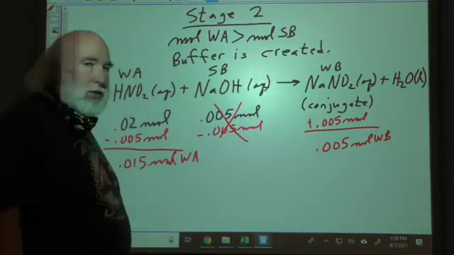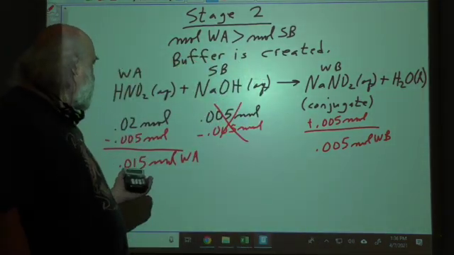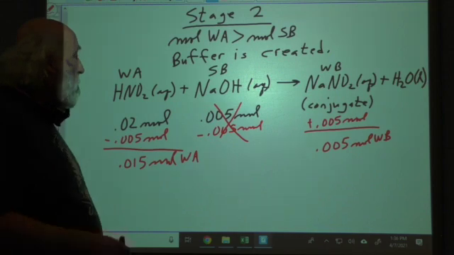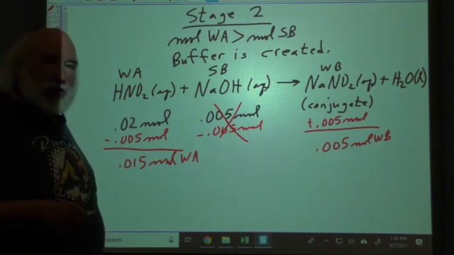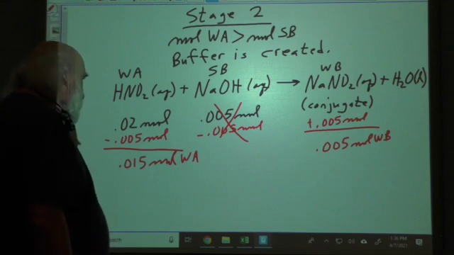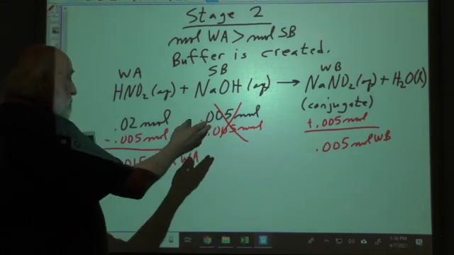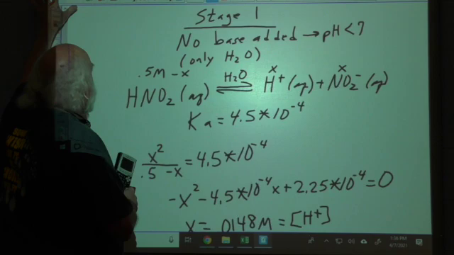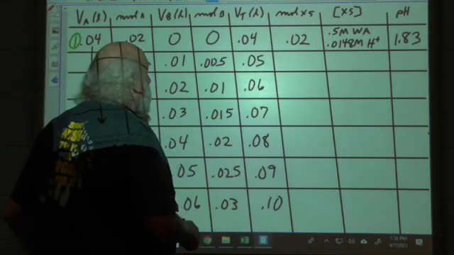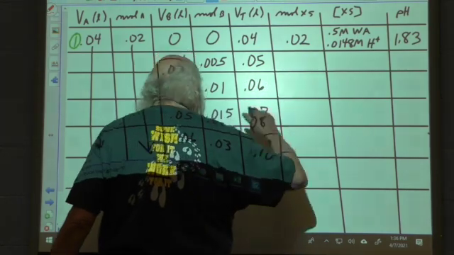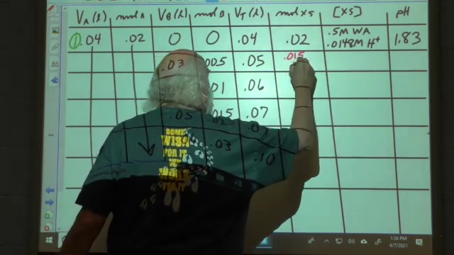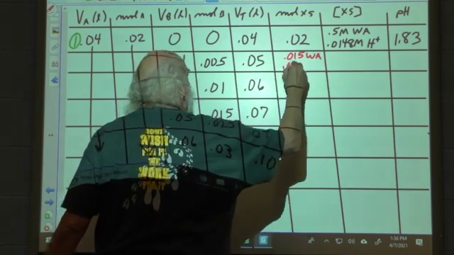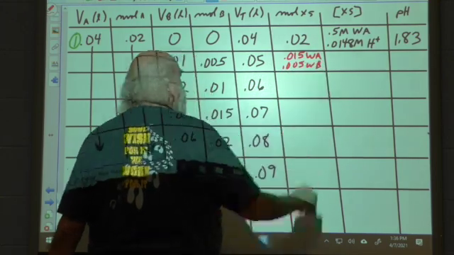Well, titration creating a solution of a weak acid and base has now created a buffer, as we said. Now, what is a buffer again? A buffer is a combination of a weak acid and conjugate base mixed together. And that's what we have now. So we have to put both these into the moles of excess. So the moles of excess now, I'm going to put this in red, 0.015 of the weak acid and 0.005 of the weak base.